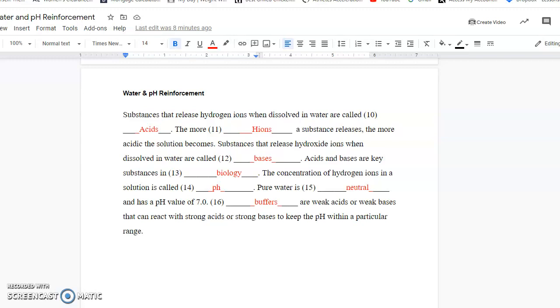Buffers are weak acids or weak bases that can react with strong acids or strong bases to keep the pH within a particular range. So 10 acids, 11 hydrogen ions, 12 bases, 13 biology, 14 pH, 15 neutral, 16 buffers. And that is the homework review.